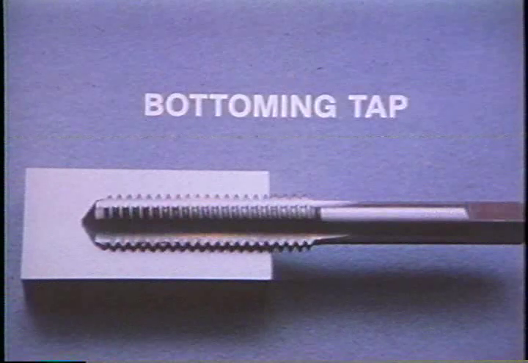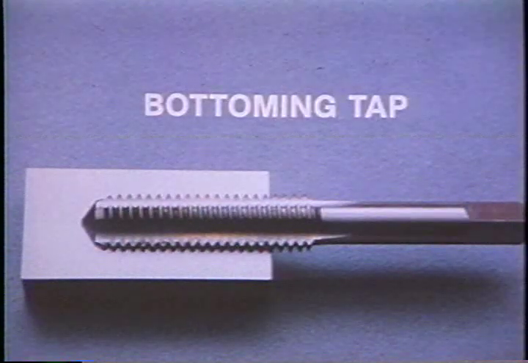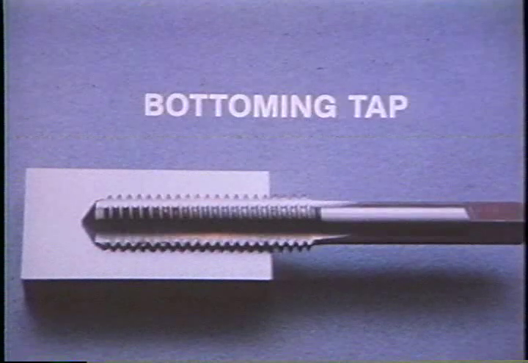A bottoming tap has only a 1 to 1.5 thread taper at the end of it, so it cuts right up to the shoulder of a blind hole. A bottoming tap is used only after using a plug tap first.